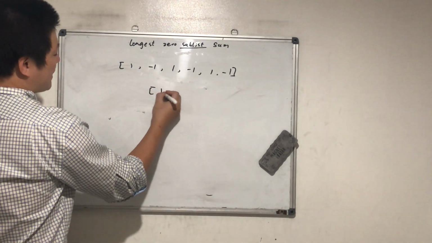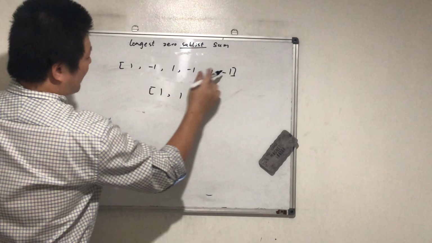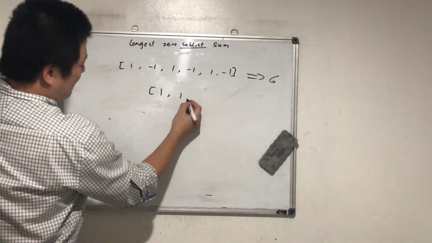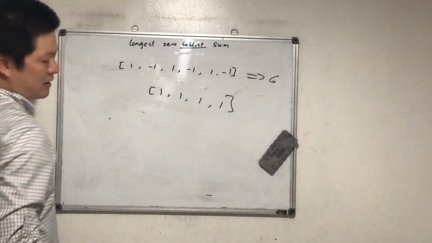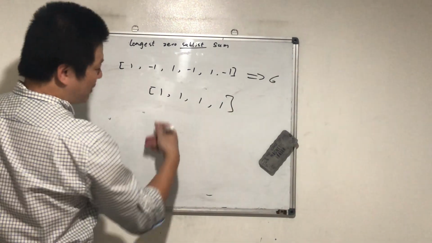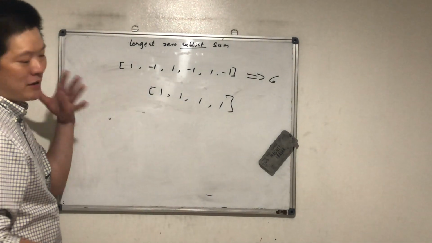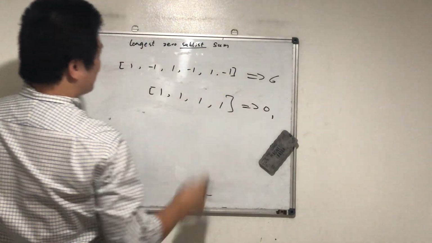How about this one? You need to tell me it's 6. And how about if it only has 1? What's the longest sublist? 0, because you can't find it. There's no minus 1, so it can't be 0. Good job.